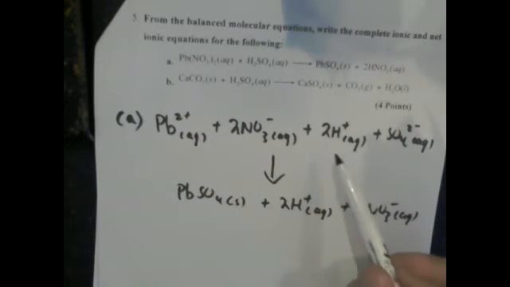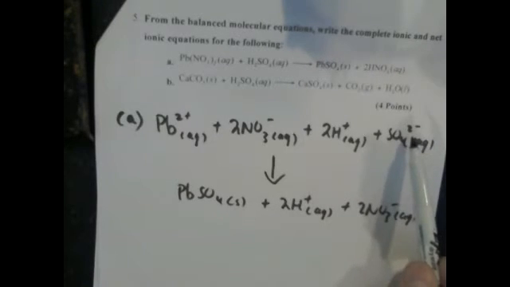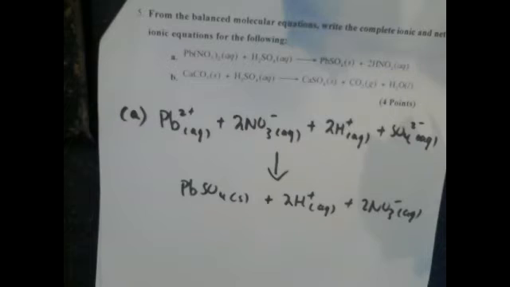And then you can use the number of hydrogen ions that are formed when an acid dissolves to get the charge on the polyatomic ion if you're a little sketchy on that. All right, so that's the first part.